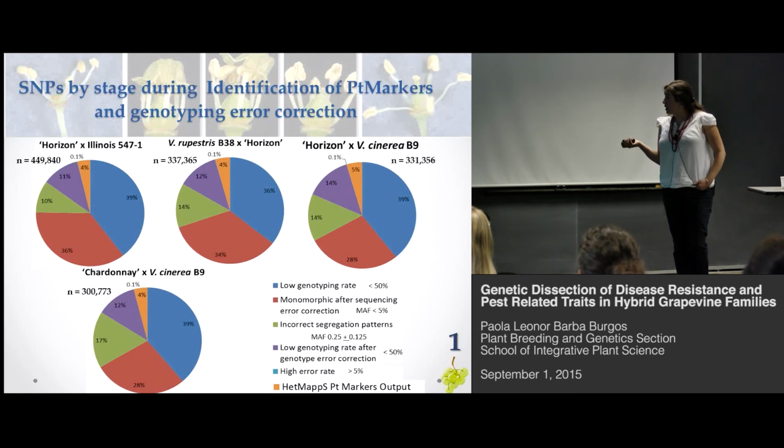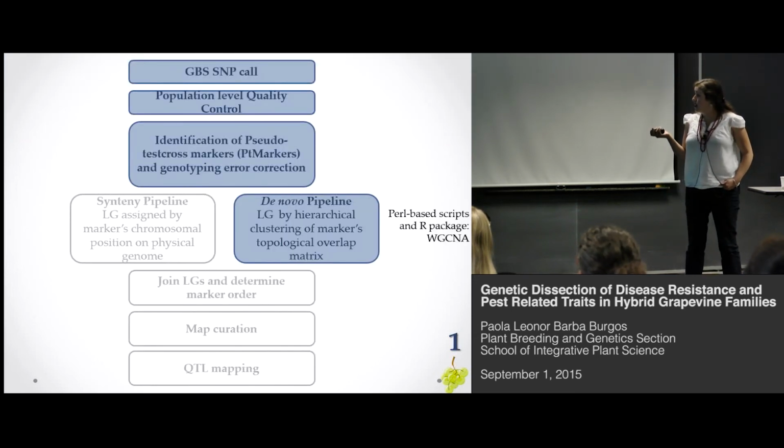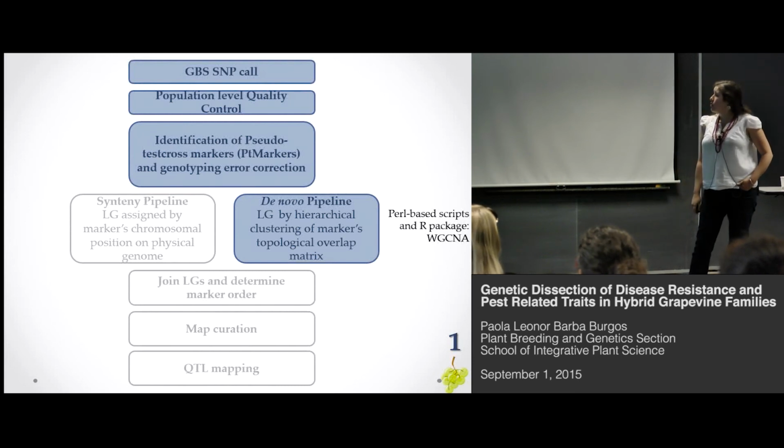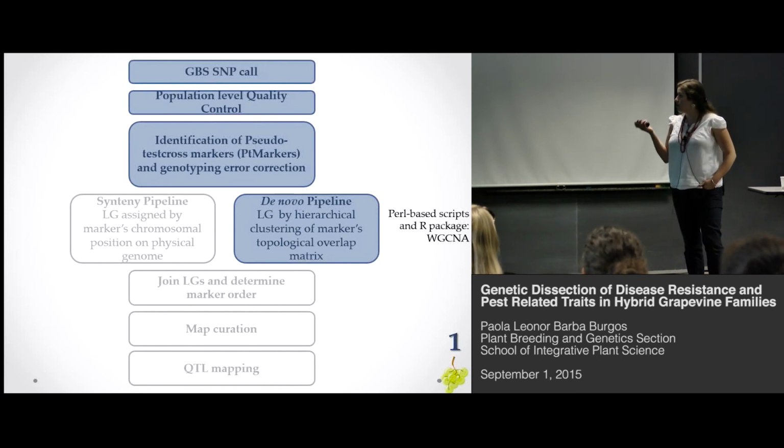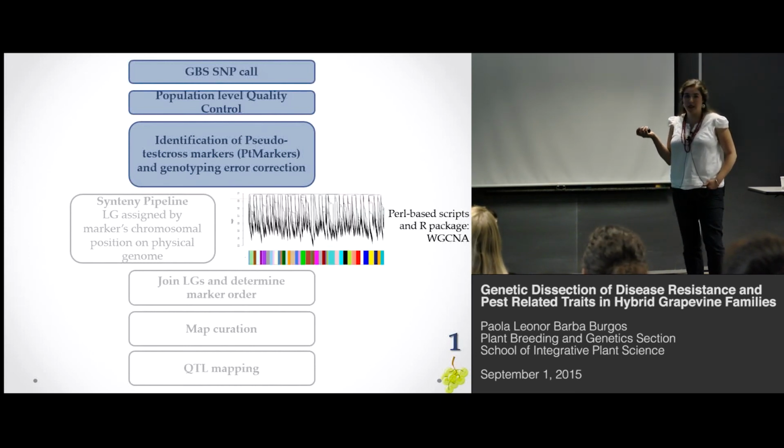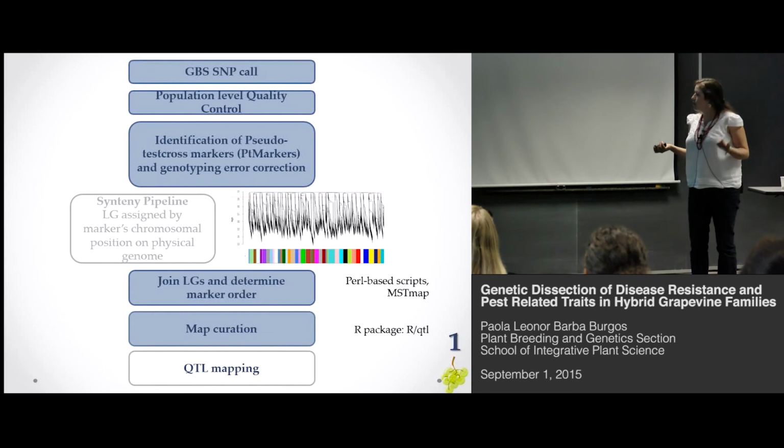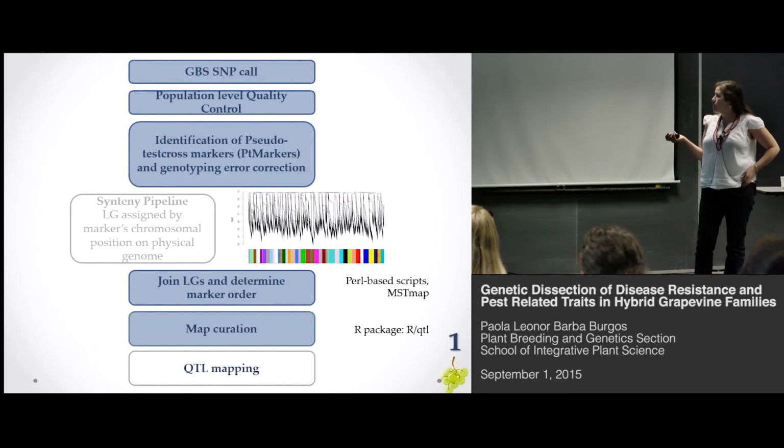The next step is to create the linkage groups, and this is done by a pipeline that was developed using the R package WGCNA. Basically, we do a hierarchical clustering of the markers based on the topological overlap matrix, which in a figure looks like a dendrogram that is cut at some height defined by the user, and then it creates your linkage groups. The linkage groups are joined afterwards, because sometimes they got separated, and we determine the phase and the marker order. For this we use MSTmap, and then comes map curation, for which we used R/qtl.